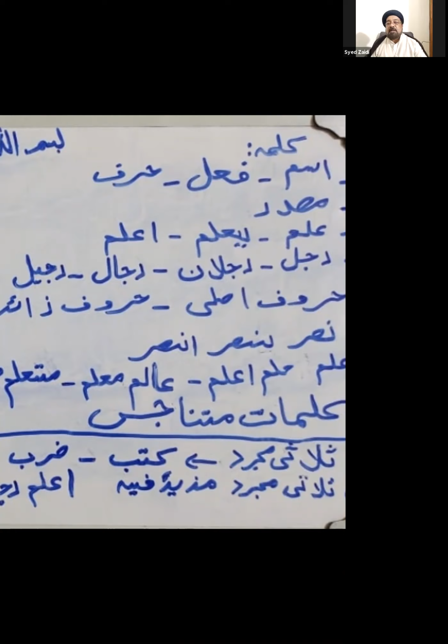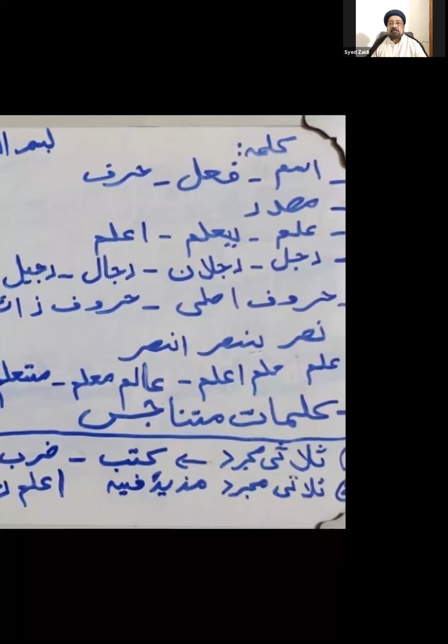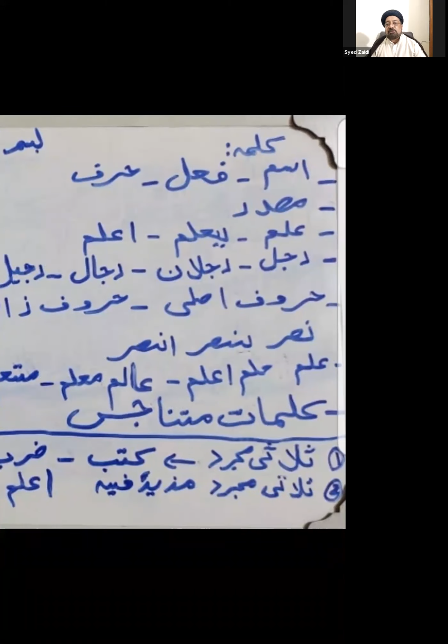Now, I'd like to give you a tip. Most of the ism and fi'l come from the root word, and the majority of those root words are thulathi mujarrad, which means 3 letters. The example is kataba and daraba. Or for ism, an example is rajul, the one you can see on the board on the top right side. Rajul, 3 letters.